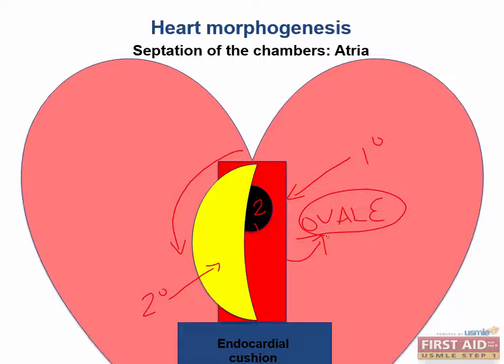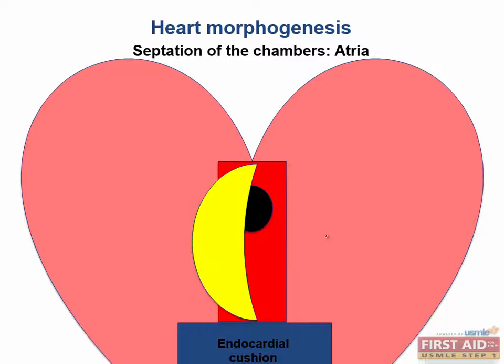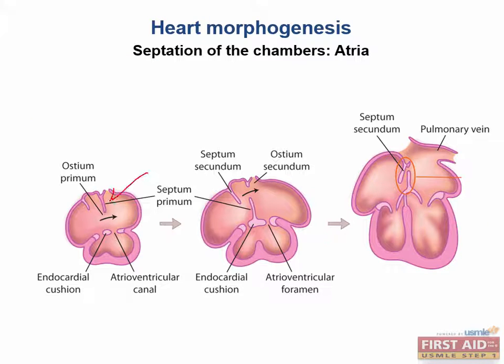Let's quickly review using another diagram so that we really know this stuff well. So here is the septum primum growing towards the endocardial cushion that is sitting in the atrioventricular canal. Note how we have the foramen or ostium primum here. In the second image, the septum primum has fused with the endocardial cushion, and an area of apoptosis in the superior part of the septum primum formed this new communication called the ostium secundum or foramen secundum. The septum secundum is growing down on the right side towards this endocardial cushion, and it stops.